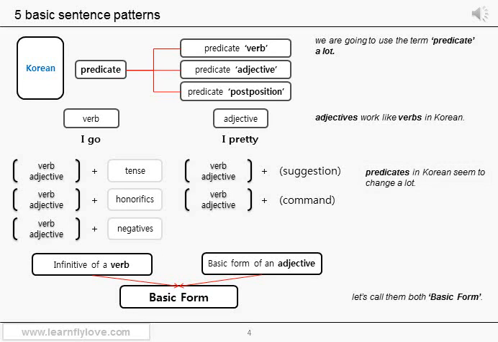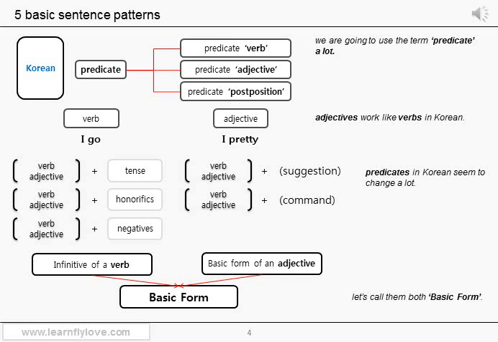Second, verbs and adjectives in Korean seem to change a lot because when you insert the tense, the honorifics, or the negatives, it looks like the form of the verb or the adjective itself actually changes. Yes, it looks like it. There is a term conjugation in English, right? Yes, there is something like conjugation in Korean too. Plus, you can insert the nuance or meaning of suggestion or command by changing the form of a verb. But don't worry, we're going to try our best to explain them well. You don't have to understand them all. You just need to understand what you have to understand for now.